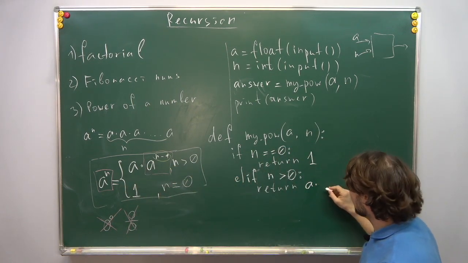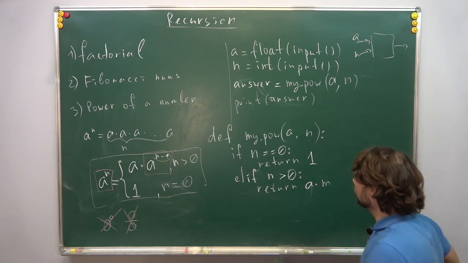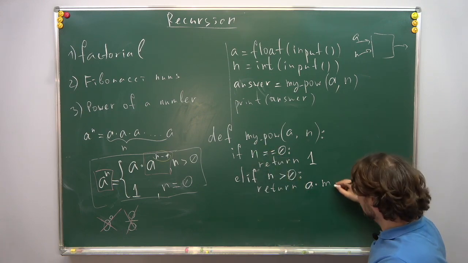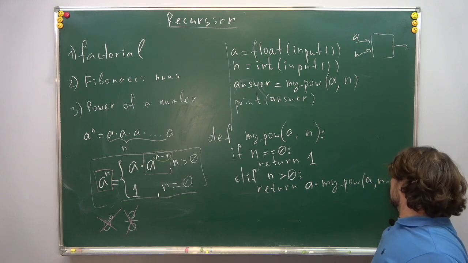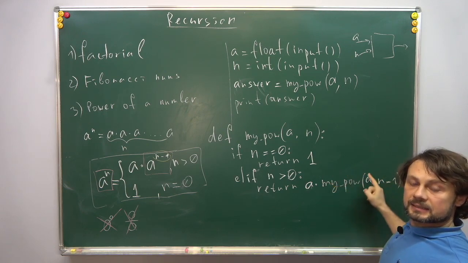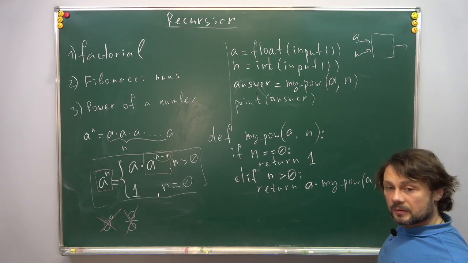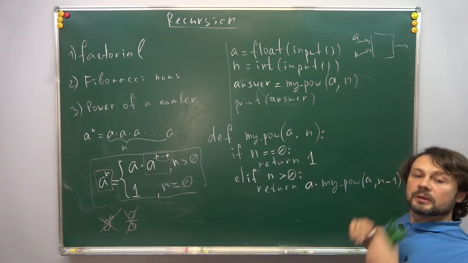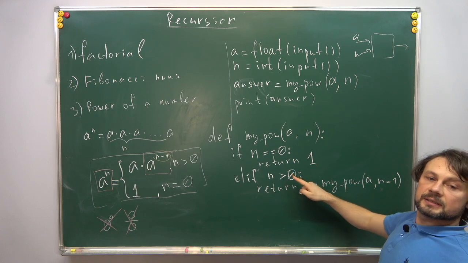A multiplied by, and here is the place to use recursion. Who will calculate a to the power of n minus 1 for me? My function itself. It's me, myself. My pow will calculate this for me, a and n minus 1. That parameter guarantees that this subtask is easier than my task itself. So I'm flowing to my final case of recursion. That's why it is guaranteed.